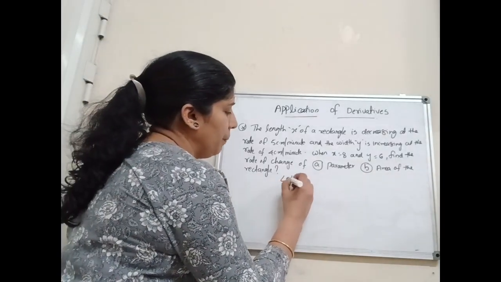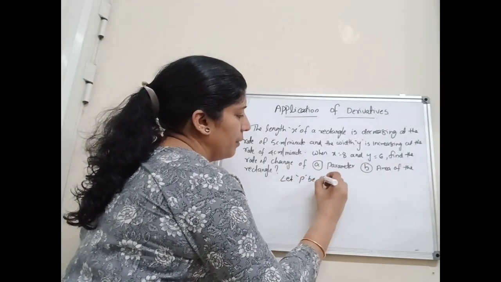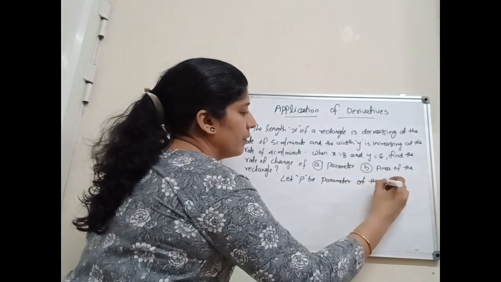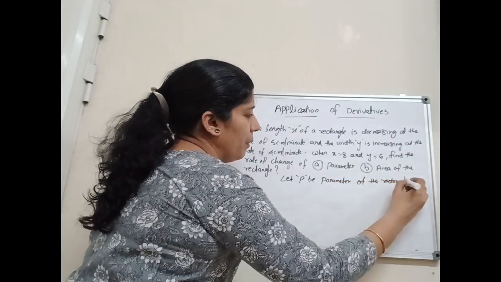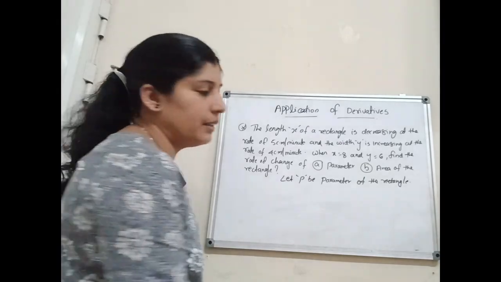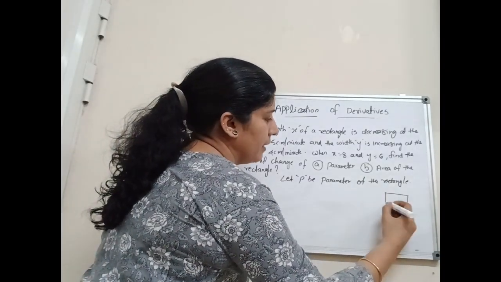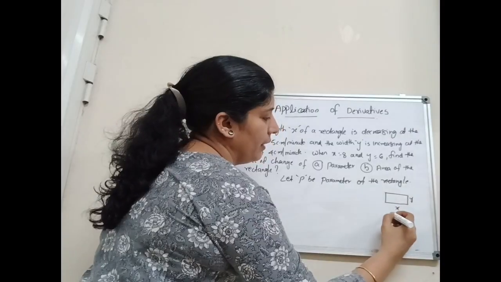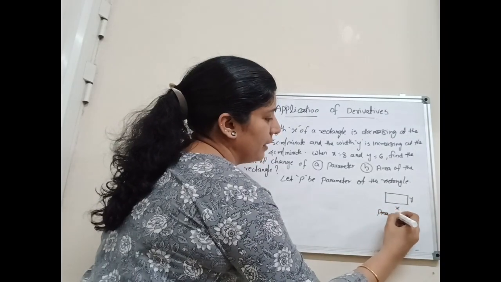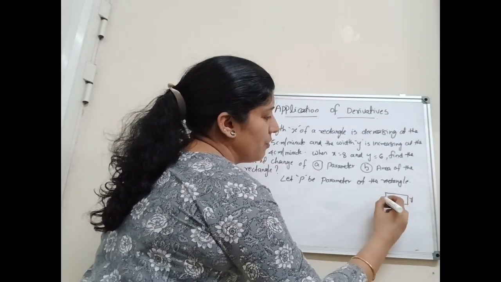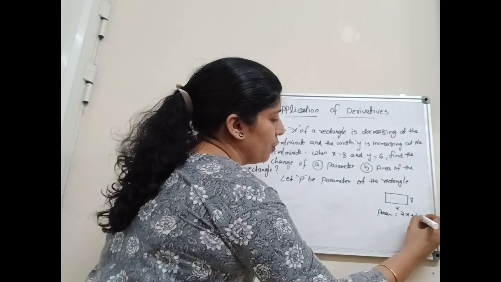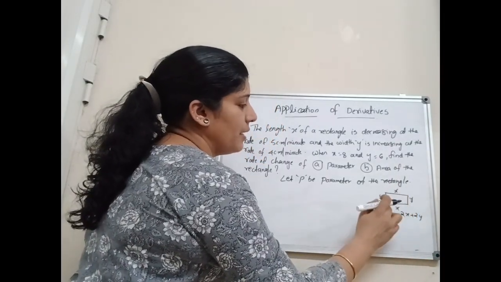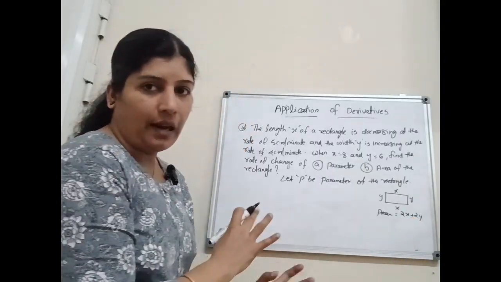Let P be the perimeter of the rectangle. We know that perimeter is the total length of the figure. Let us consider the rectangle with sides x and y. The perimeter is the total length, that is x plus y plus x plus y, that is 2x plus 2y. Opposite sides are equal. We know that. That is x plus x, 2x, plus y plus y, 2y. That is, the total length is the perimeter.